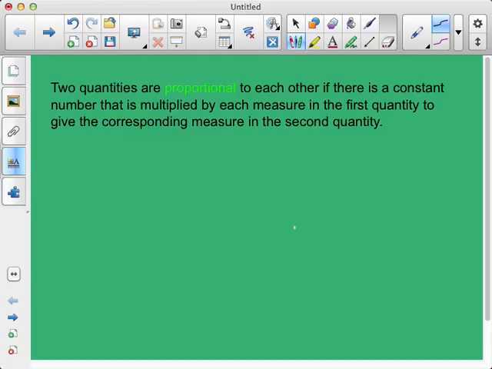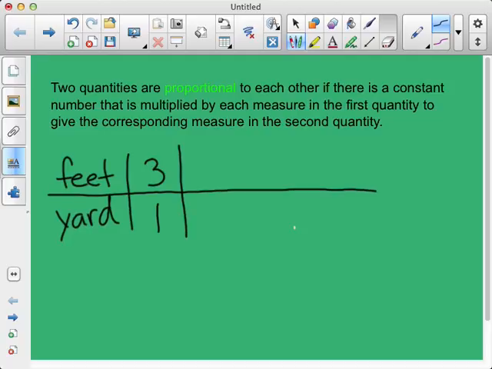If I want to do feet, I know that there are 3 feet in 1 yard. And that is a proportional relationship. I can multiply 1 times 3 to give me how many feet in that amount of yards. So in 1 yard, there are 3 feet. If I want to do 2 yards, I can multiply 2 by 3 to give me 6. So in 2 yards, there are 6 feet. And I can keep following that pattern.